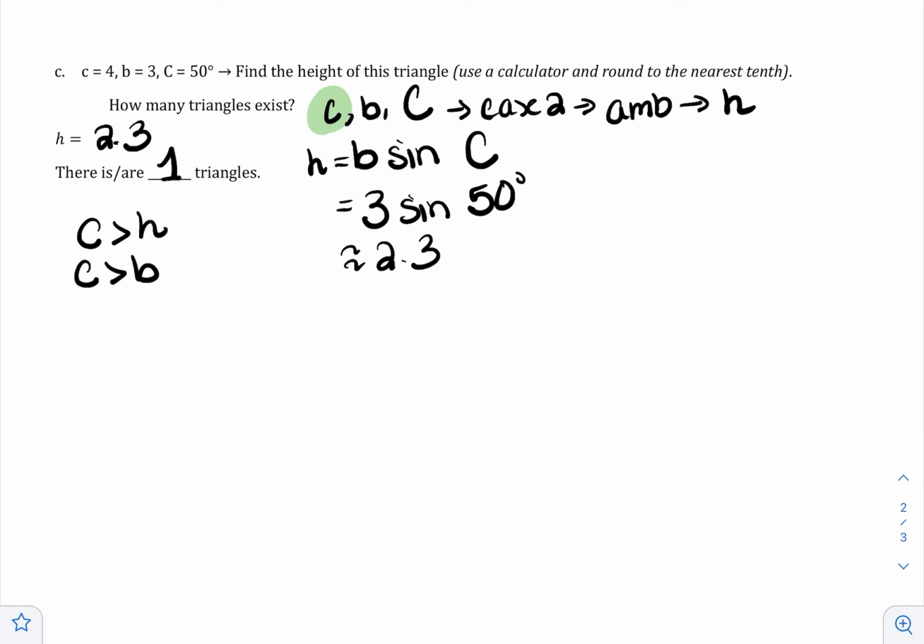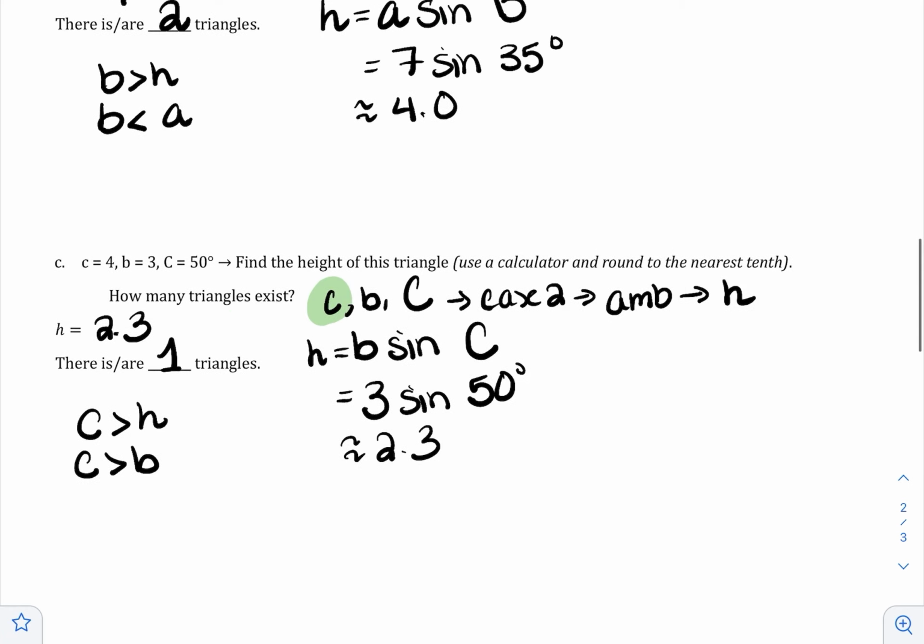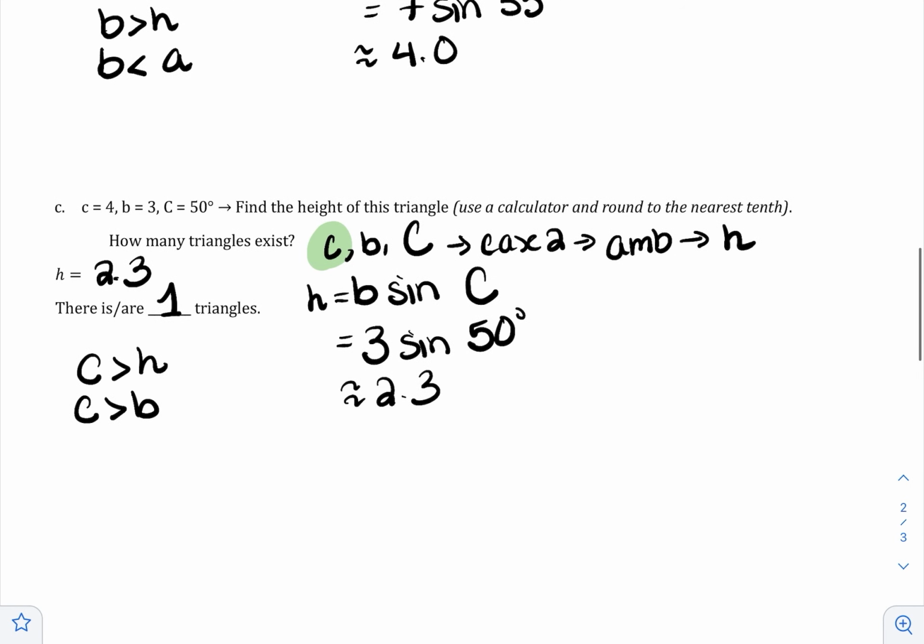Now, if the height required a calculator, like the sine of 50 or the sine of 35, like if it wasn't angles that we knew, then I would give the height to you, and then you would just have to compare the sides to the height and the sides to themselves. So in the next video, we're actually going to solve these types of triangles.